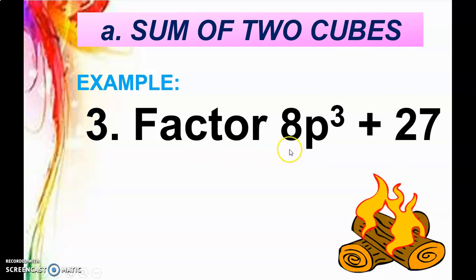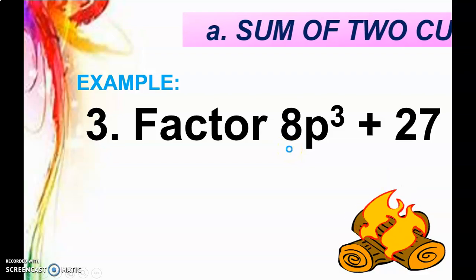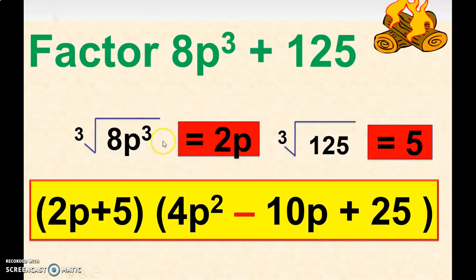Last example. Factor 8p cubed plus 125. So, lalagyan na po natin siya ng variable. Combine natin. So, ganun pa rin. We're going to get the cube root of the first and last term. So, cube root ng 8p cubed. Cube root ng 8 ay 2. Cube root ng p cube ay p. Cube root ng 125 is 5.